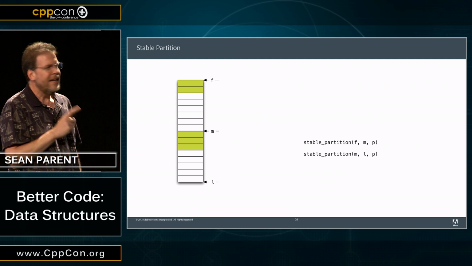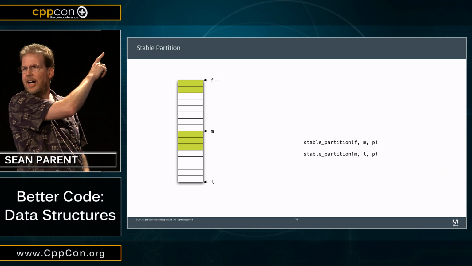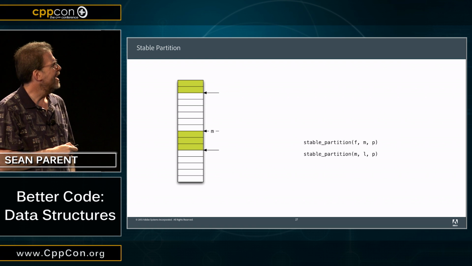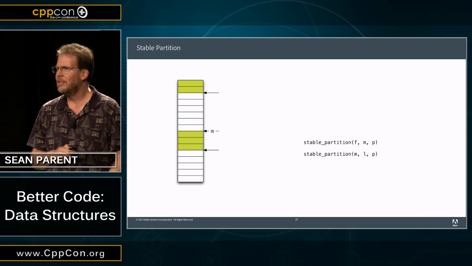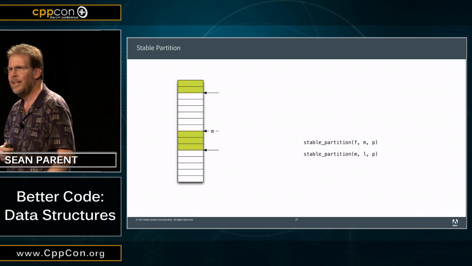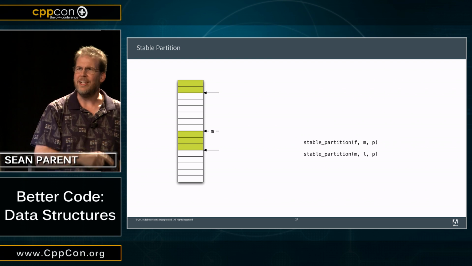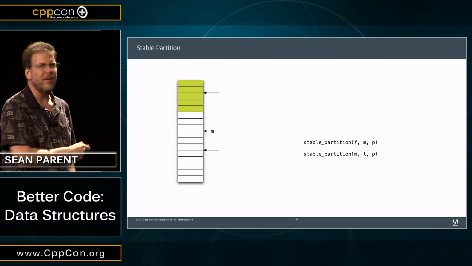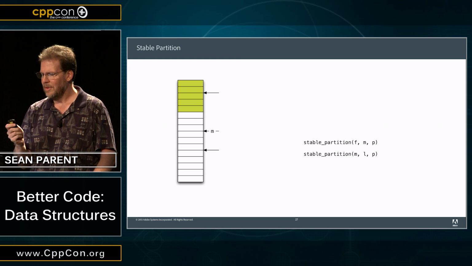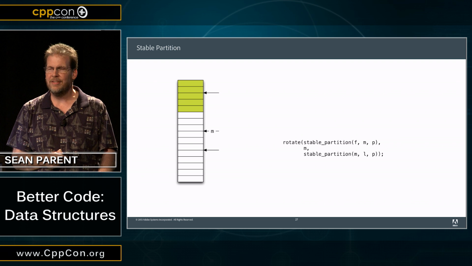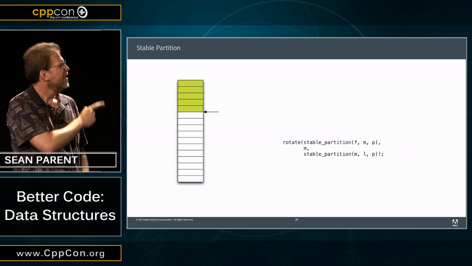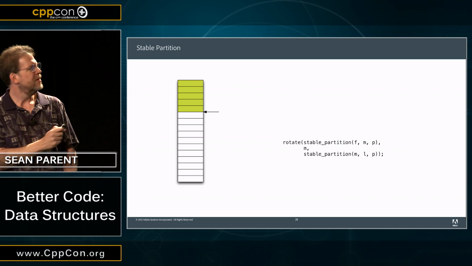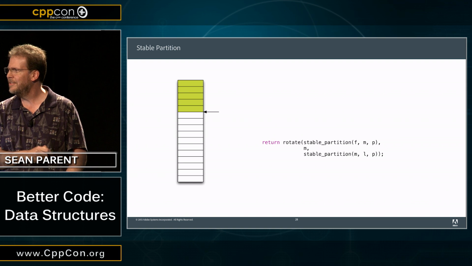Now what do we have to do to get the good guys to the top and the bad guys down to the bottom, that range in the right order? Anybody know? There's an algorithm for this. Rotate. This is rotate, my favorite algorithm. So we rotate, and rotate is going to return the new midpoint. That's our partition point, so that's very handy. So we can just return that out of our function.